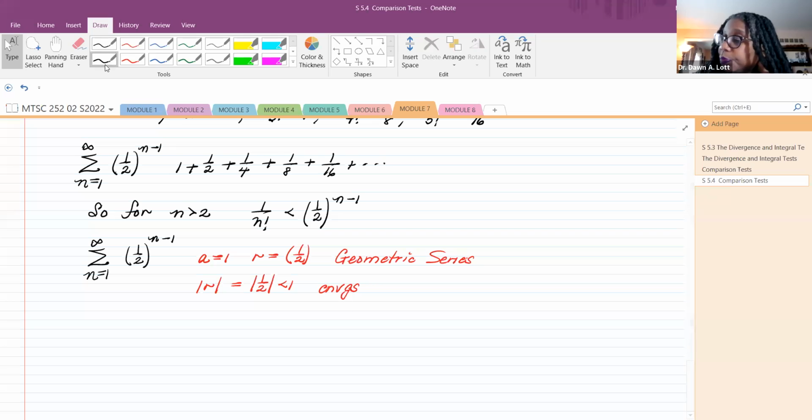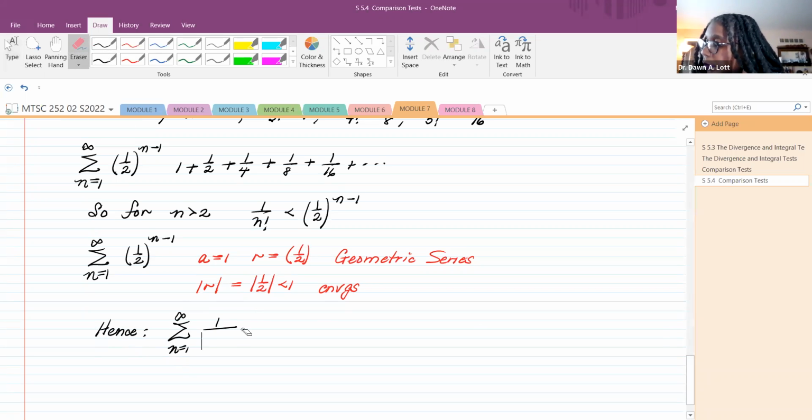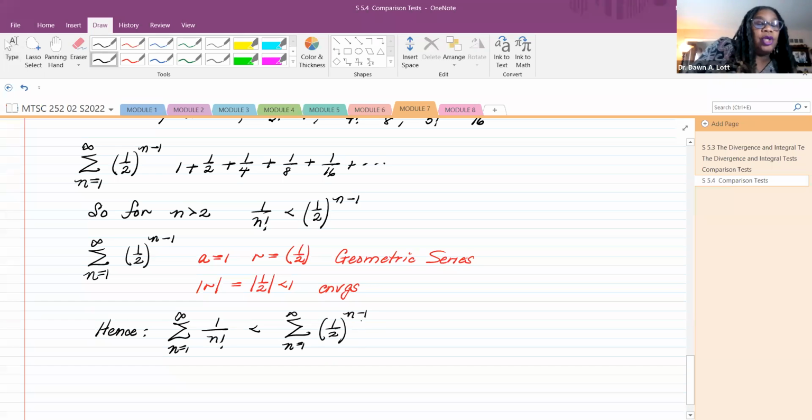I now have the sum n equal 1 to infinity of 1 over n factorial is definitely less than the sum n equals 1 to infinity of 1 over 2 to the n minus 1. Okay, does everybody see that? So if you go term by term, you can show that each term is individually smaller than its corresponding term in the other series.